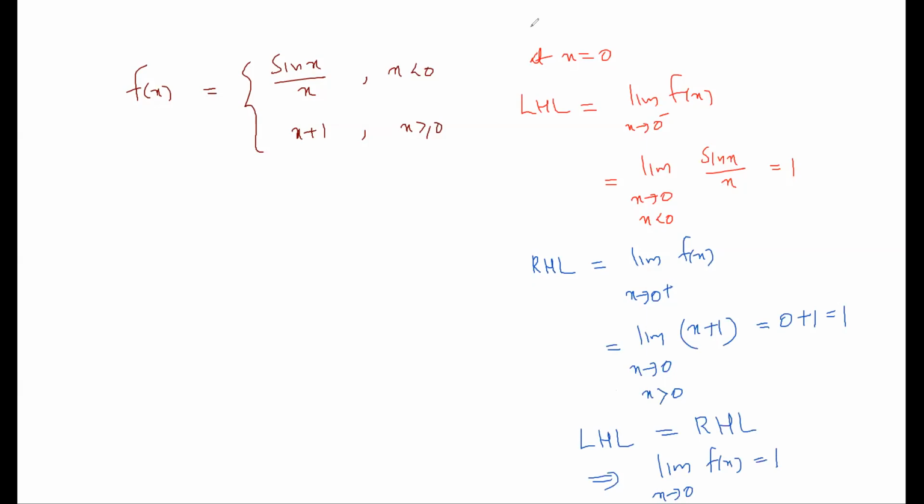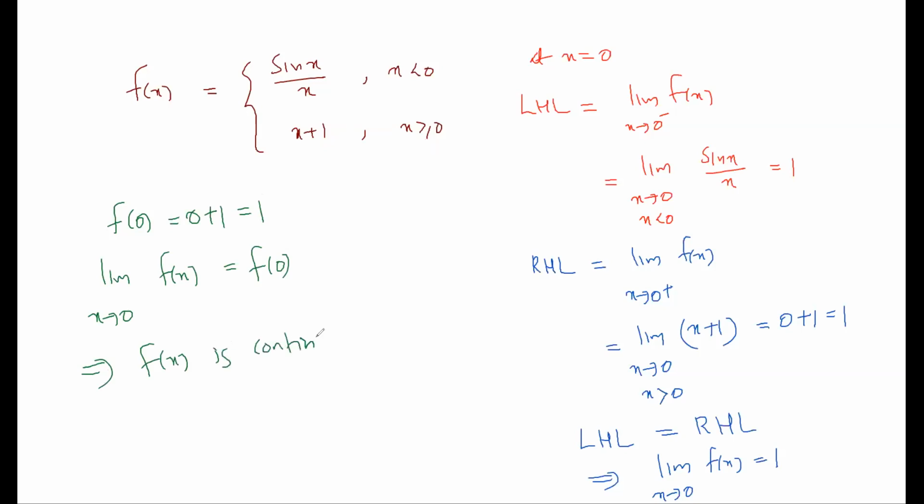But if the limit exists, it is not necessarily continuous. For that, check the value of the function at that point. At 0, when x is greater than or equal to 0, the function is x plus 1. So it is 0 plus 1, which is equal to 1. That means limit of f of x as x approaches 0 is the same as f of 0. That means f of x is continuous at x is equal to 0. Not only at x is equal to 0, at all points. We already said that it is continuous at all the other points. So it is continuous at all points.